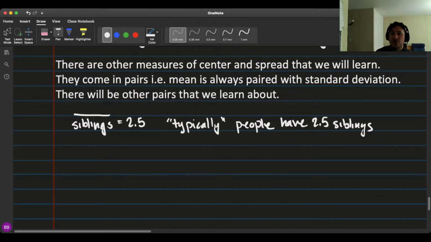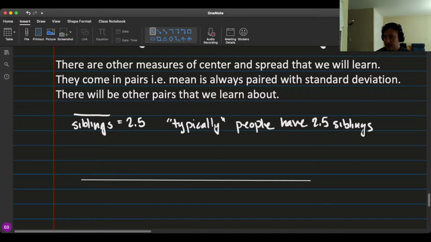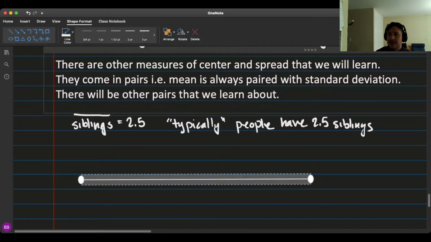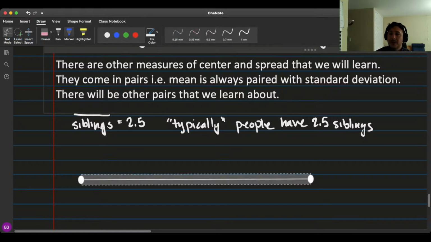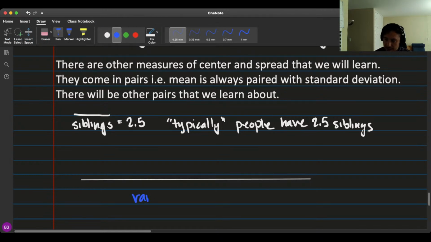Okay, and I'm going to draw a fake histogram. I'm going to make one. So there's our axis. Okay, our variable will be number of shoes owned.